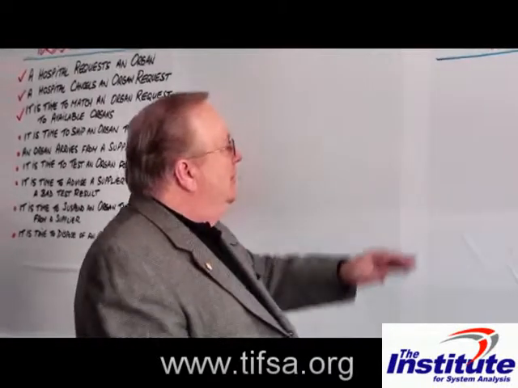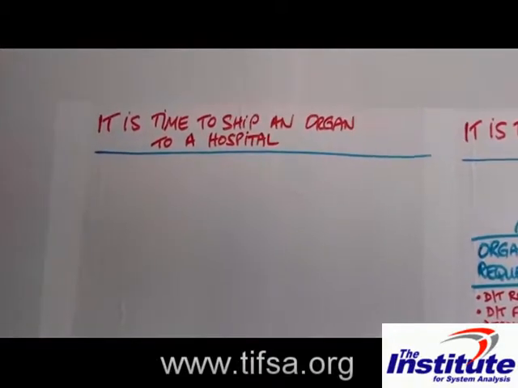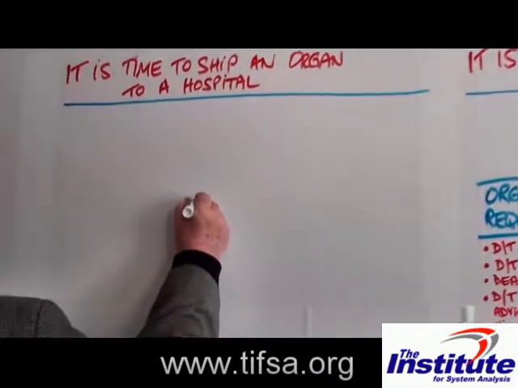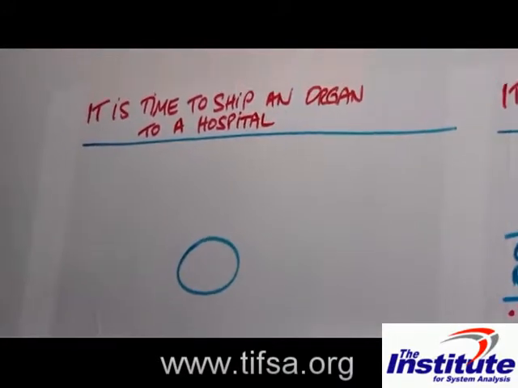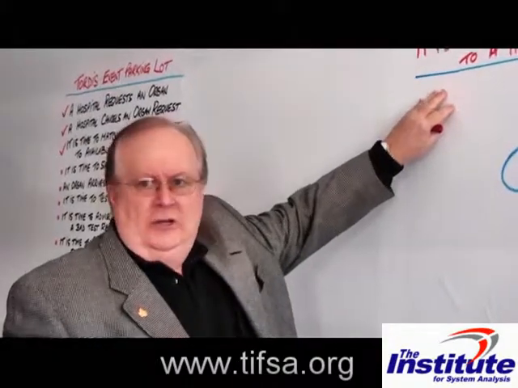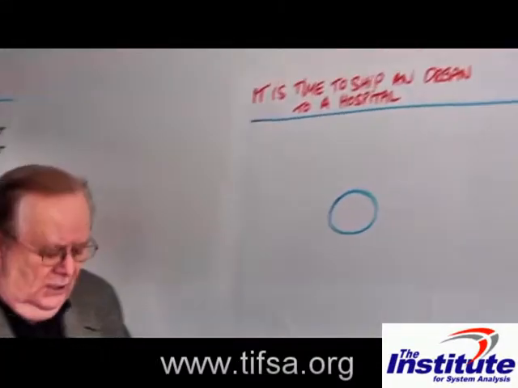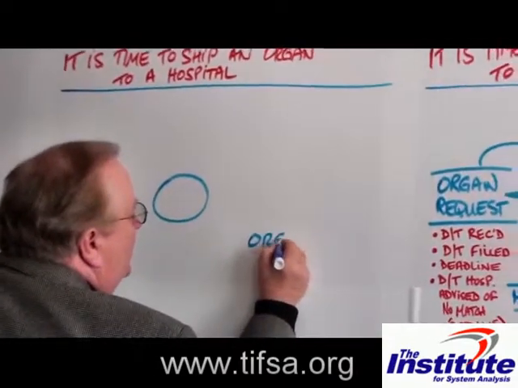All right, let's go on to the next event that I've chosen, which is it's time to ship an organ to a hospital. So I'm going to draw the circle representing the process. I'm going to ask the very first question, which is, how do we know that it's time to ship an organ to a hospital? Well, we know because we have an organ that's been reserved.